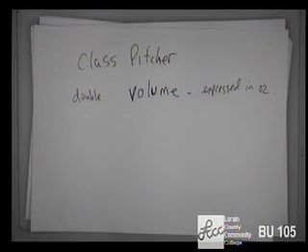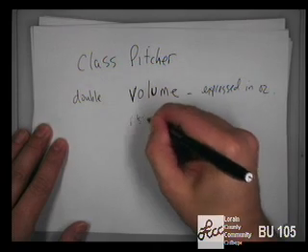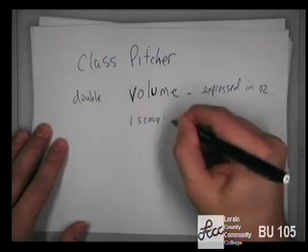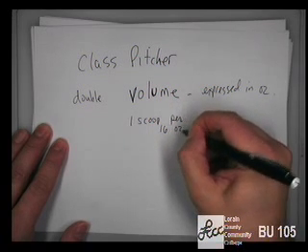Now, when I go to make a pitcher of iced tea, I have to know how many scoops of the iced tea mix to put in it. And the rule is that 1 scoop per 16 ounces of water.